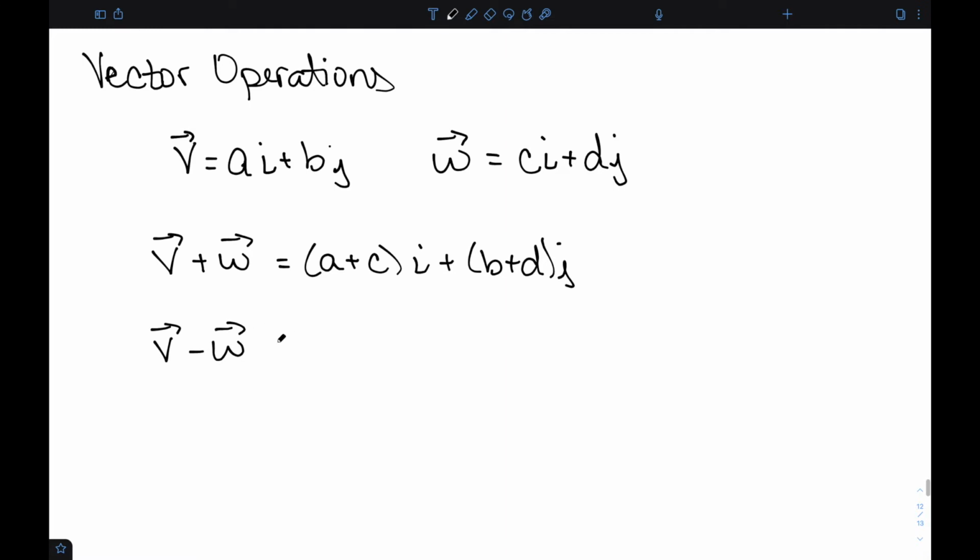Similarly, if I were to subtract, I would subtract the i components to get (a minus c)i, and subtract the j components to get (b minus d)j.